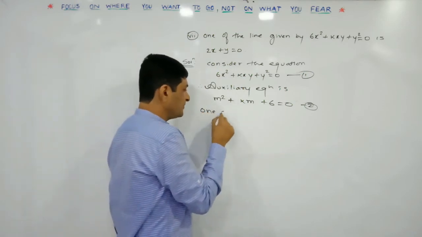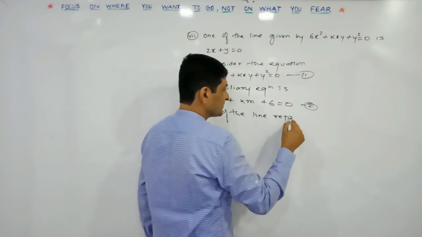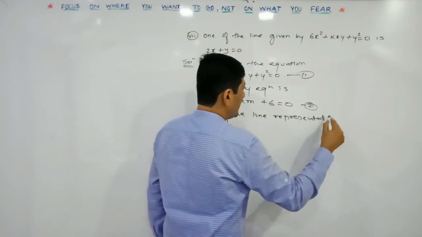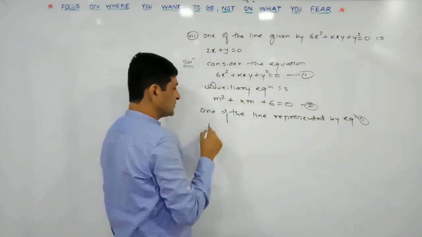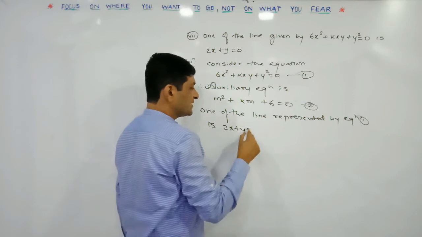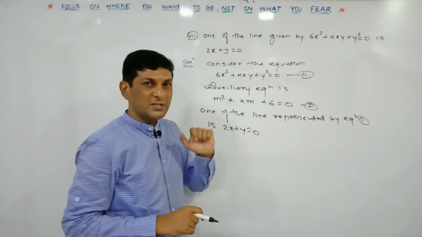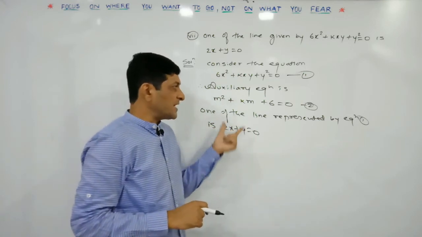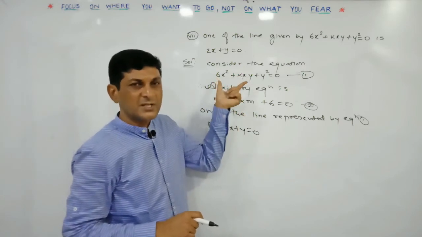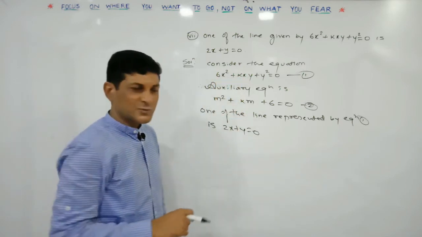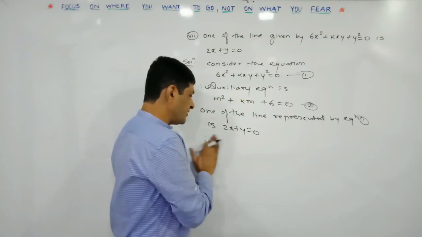So one of the lines represented by the equation is 2x plus y is equal to 0. Since this is a line represented by this homogeneous equation, the slope of this line satisfies this auxiliary equation. The auxiliary equation is just the same homogeneous equation converted in terms of slope. So therefore first find out the slope of the line.